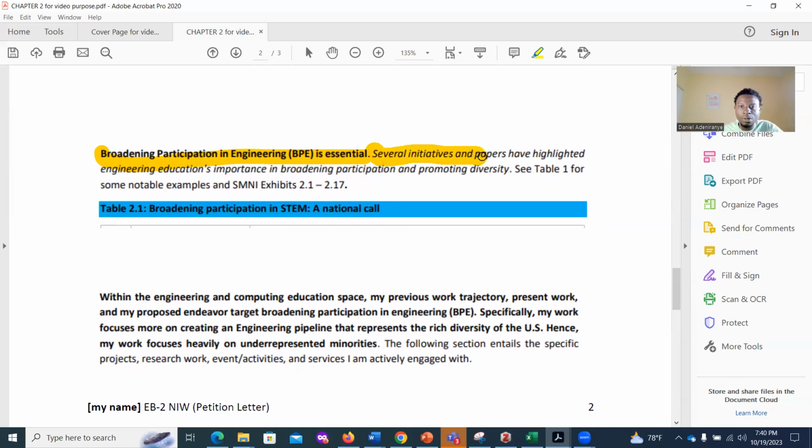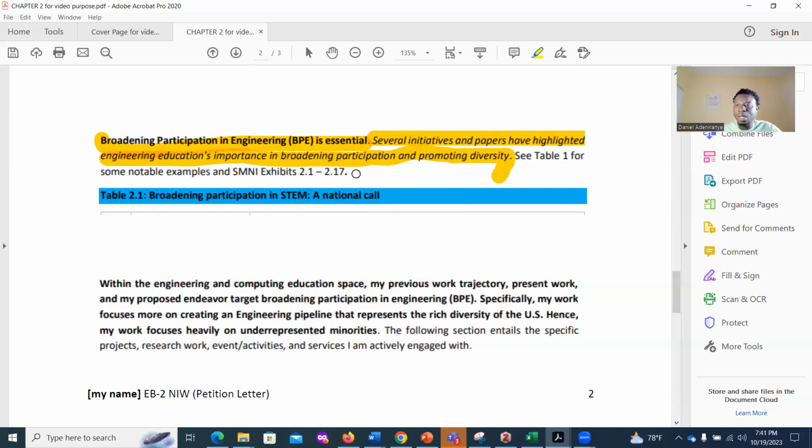Several initiatives and papers have highlighted engineering education's importance in broadening participation and promoting diversity. So it's all about doing your research work, doing your assignments. This person did his assignment by proving from credible sources, from websites, from government websites and establishments, that there are many initiatives. They've been doing so many things. Even some institutions and companies have been doing so many things, which are called initiatives, to ensure that they broaden student participation in engineering or STEM.